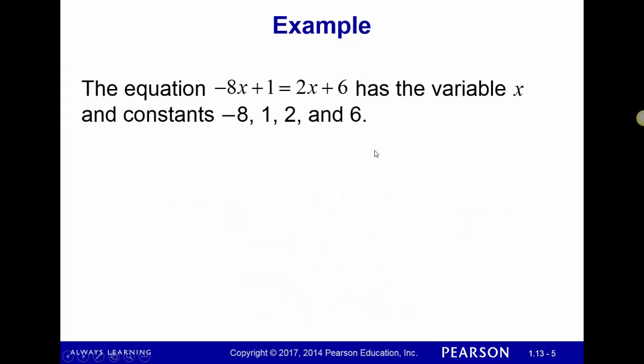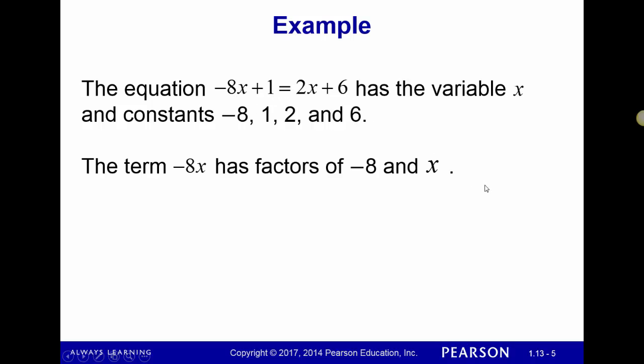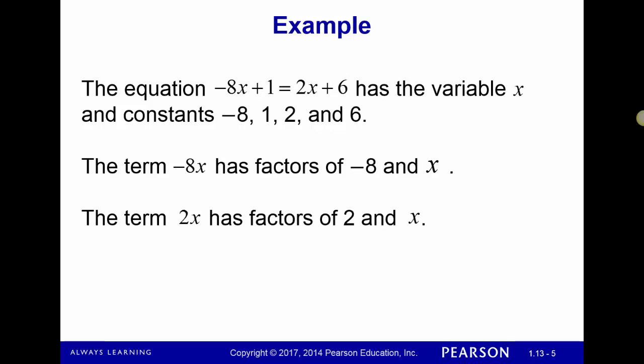The variable is x in this particular equation, and it has four constants, negative 8, 1, 2, and 6. The term negative 8x, remember we just said on the prior slide, has factors of negative 8 and x. The term 2x has factors of 2 and x. And again, there are constant terms 1 and 6.